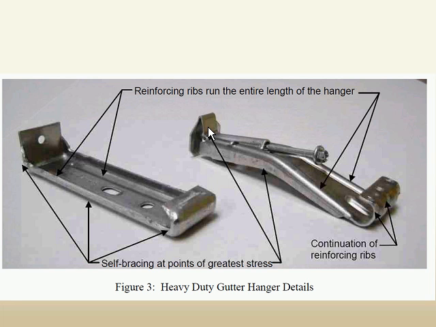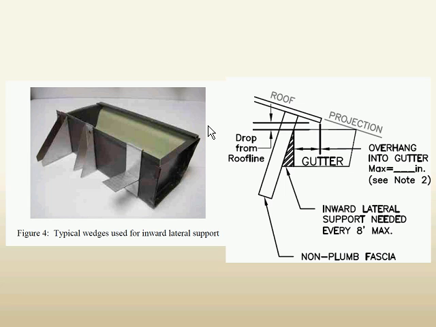Another thing is to make sure that these gutter hangers are stout enough to carry the load. This graphic is showing you to make sure that there's reinforcement and ribbing in that gutter hanger, because you wouldn't want the hanger itself to bend. Sometimes your fascia board is not perpendicular to the ground. It's at an angle, and so you'll need to use a wedge of some sort to make the gutter sit properly.